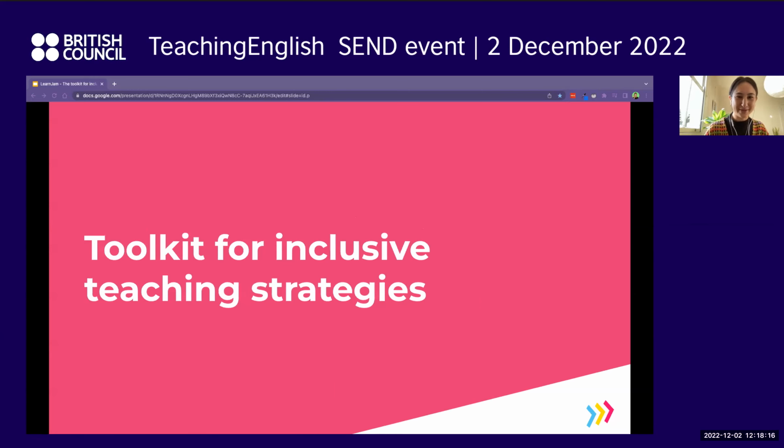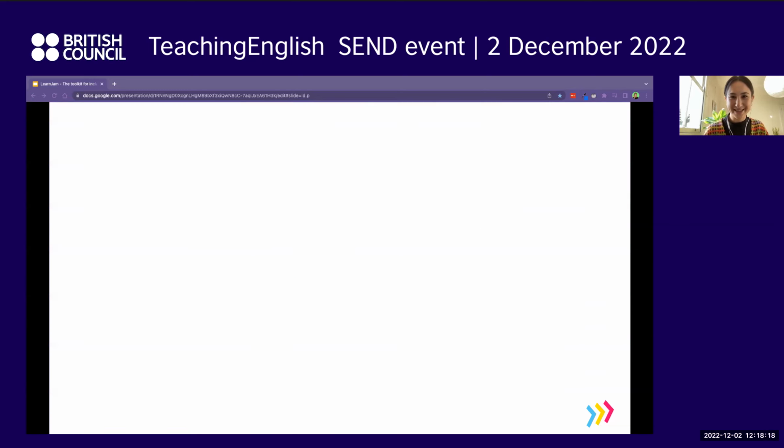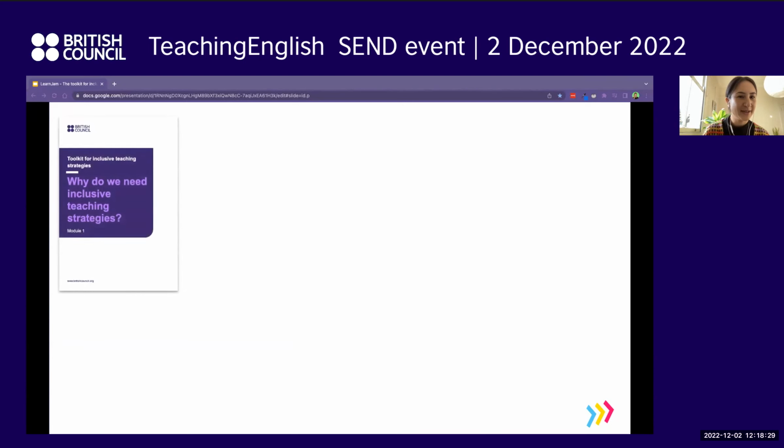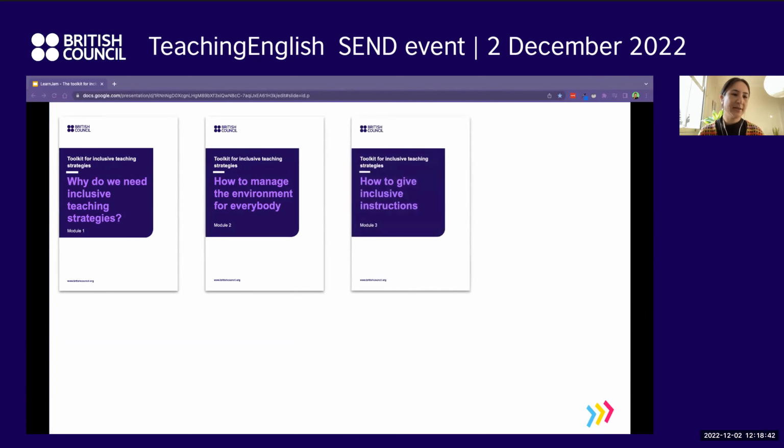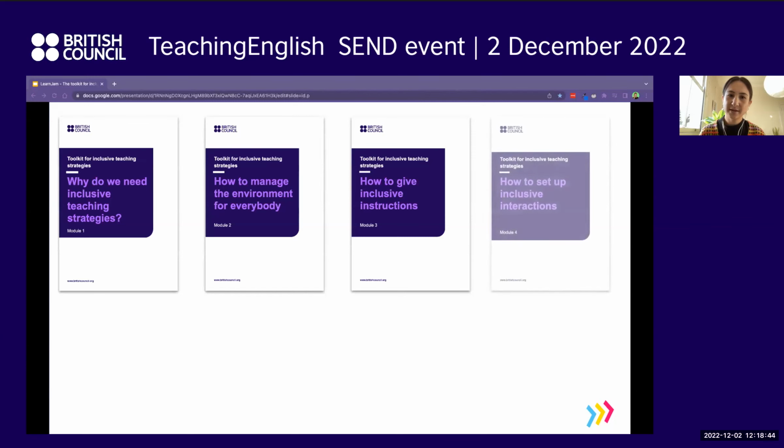So welcome to the Toolkit for Inclusive Teaching Strategies. The toolkit is made up of 7 modules, each with strategies and principles for making your practice more inclusive. We've got one, why do you need inclusive teaching strategies? Two, how to manage the environment for everybody. That's the online environment and the learner's physical environment. Then, how to give inclusive instructions. And how to set up inclusive interactions.